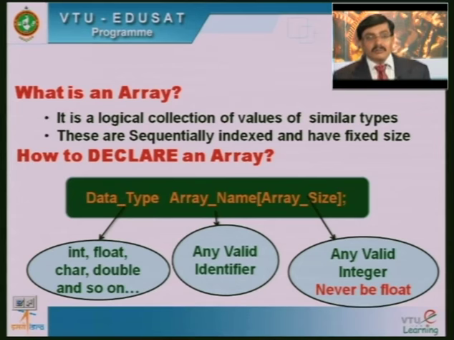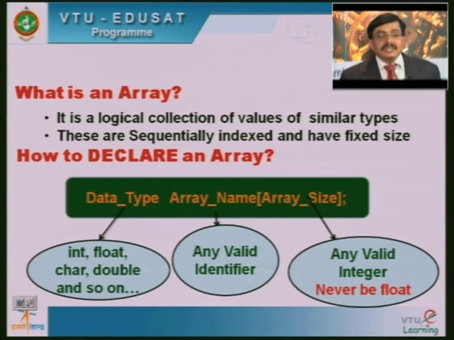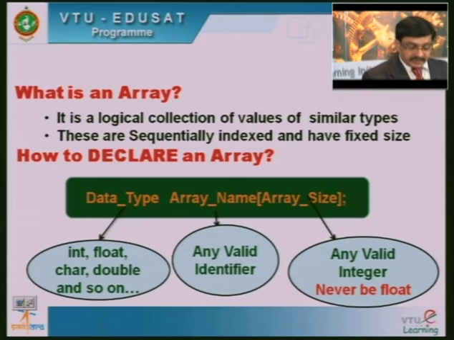Now before we go for using an array, let's see how to declare an array in C programming. Here we can see the syntax of the declaration of an array. We have the data type, followed by the name of the array, followed by the size of the array. The data type can be int, float, char, double, and so on. These are basically the primitive data types.